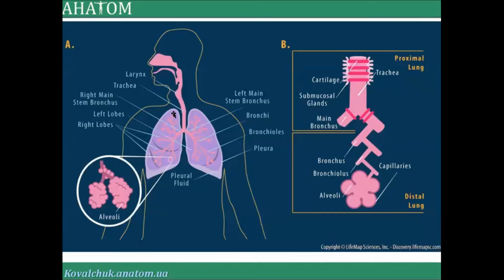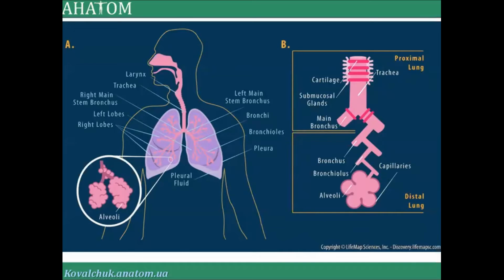Next one, it's a very hard variant but very important. It's a divided trachea, main bronchus. Next one, bronchus, bronchioles, and capillaries to alveolus in a distal lung, and the proximal lung, and distal is located at a distance, at an ending point.